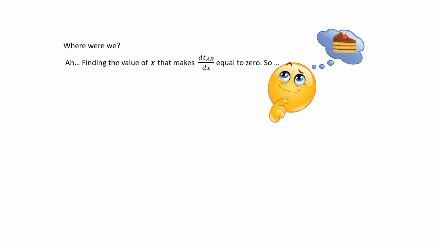Let's see, where were we? Finding the value of x that makes the derivative equal to 0. So that's a piece of cake here. That's the derivative. I hope you still remember how to do derivatives, right?